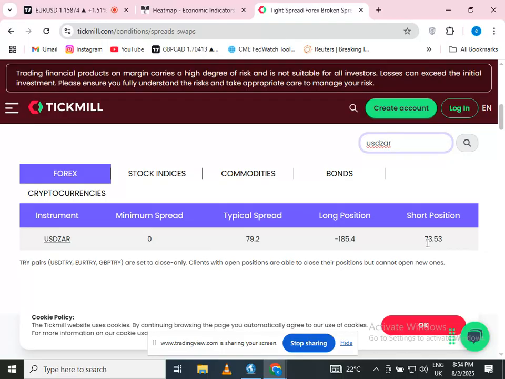Let's say your account is in dollars. So the broker will be paying you $7.35 every day. Let's times that by 30 days a month. So by the month, the broker will be paying you $220.